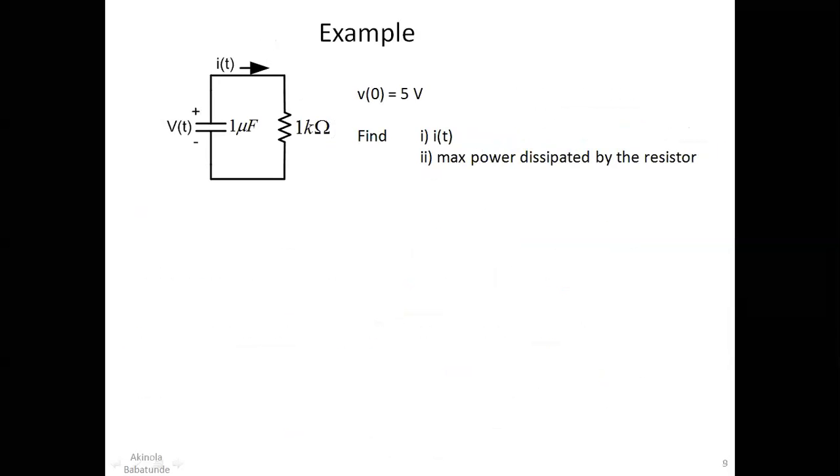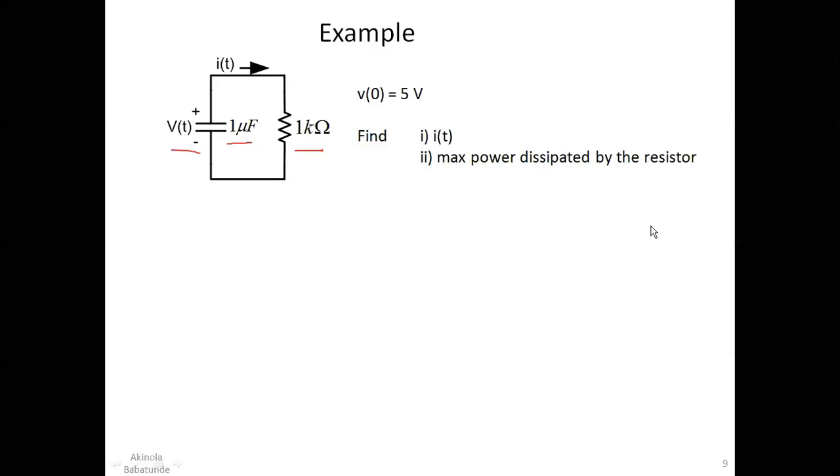All right, let's quickly look at this simple example together. You have this circuit, and then you have V of t here. You have R to be 1 kilo ohm, that's 1 times 10 raised to power 3, and then this V of t is the voltage across this capacitor. This is a capacitor and this is a resistor, and then you have I of t load. So the question says find I of t and then find the maximum power dissipated.